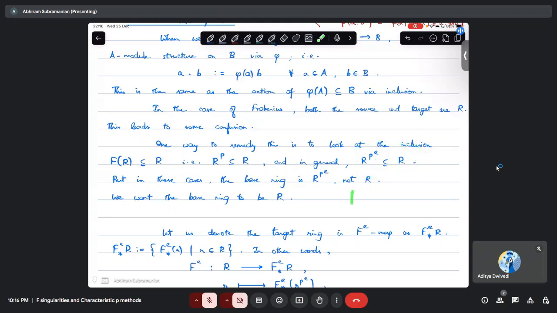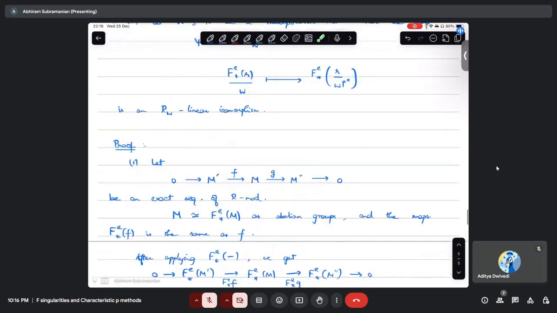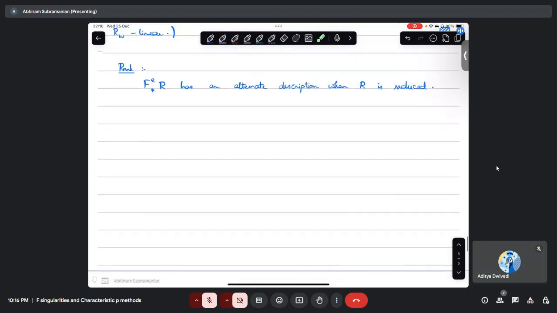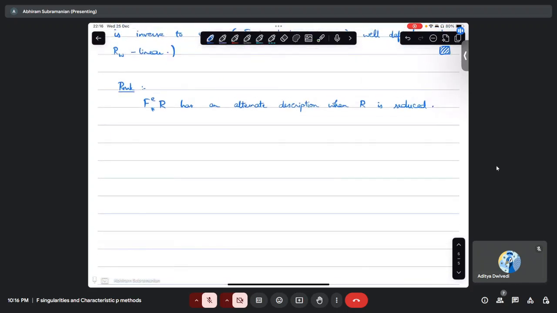Then we are going to get something like R sitting inside R^(1/p^e). And then our base ring will be R, and we can look at this Frobenius push forward as this ring R^(1/p^e). So if that happens, then we are in nice territory. But that doesn't happen always. It does happen when R is reduced.